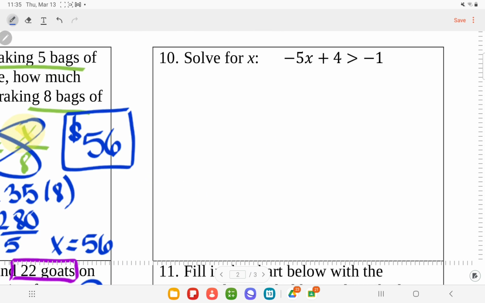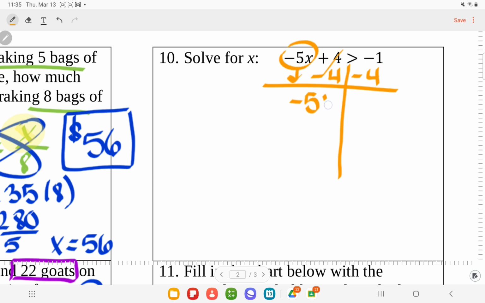All right, solve for x. Negative 5x plus 4 is greater than negative 1. Line through the inequality symbol, we're going to minus 4 first. Negative 5x, bring our symbol, and negative 1 minus 4 is negative 5.